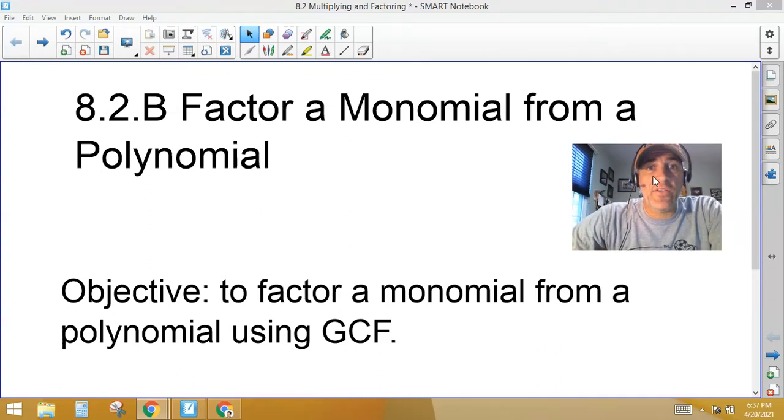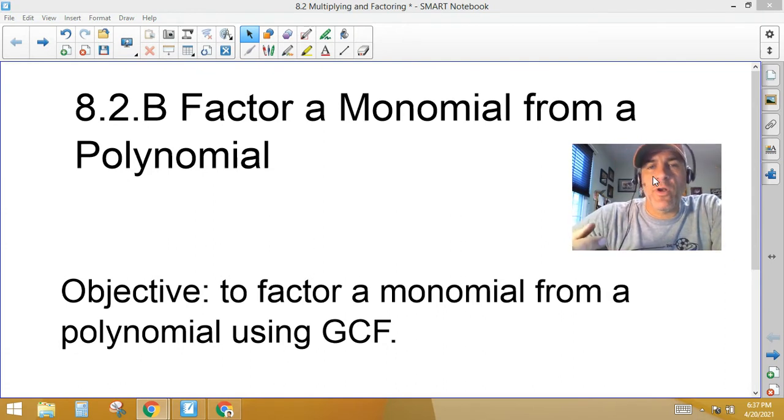8-2b, factoring. Factor a monomial from a polynomial. Factoring is going to be a major part of the second half of this unit. So factoring is pretty much we're undoing multiplying. It's kind of like division. It's undistributing in a way.